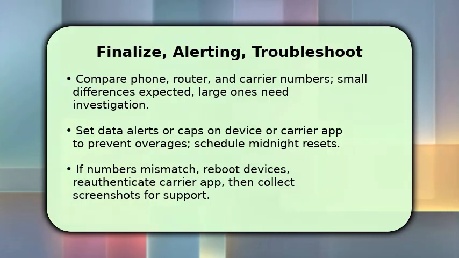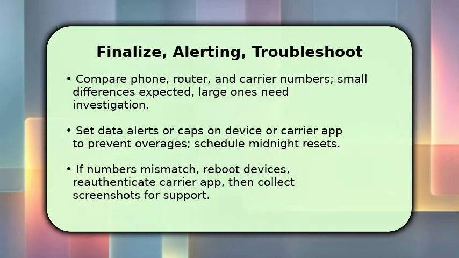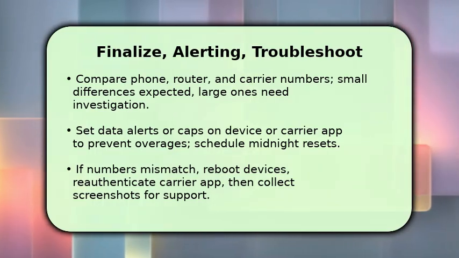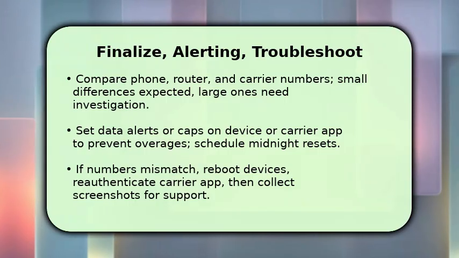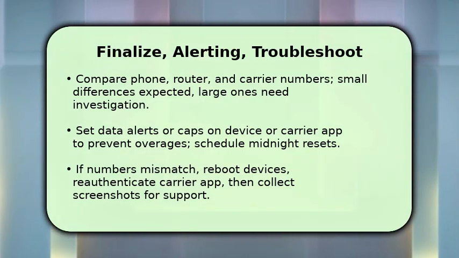Once aligned, set alerts or hard caps in your device or carrier app and schedule a midnight reset if you track daily usage. If something still looks wrong, reboot devices, sign out and back into the carrier app, and capture screenshots. That gives support the evidence needed to resolve discrepancies.